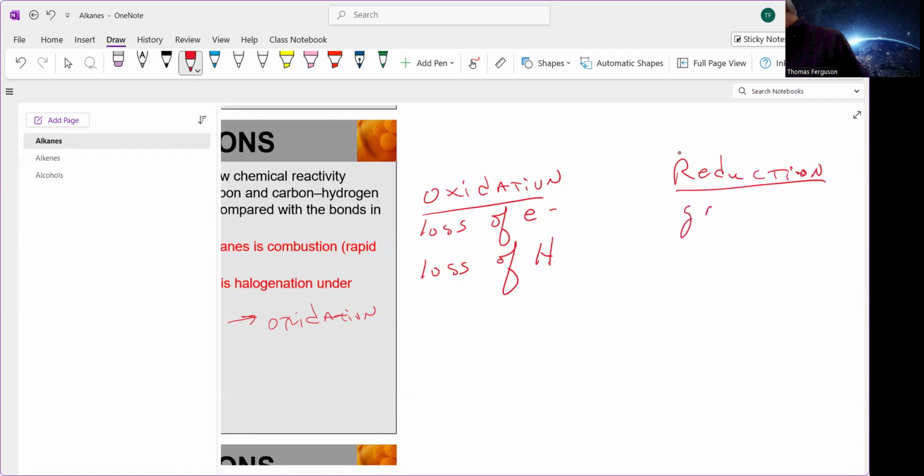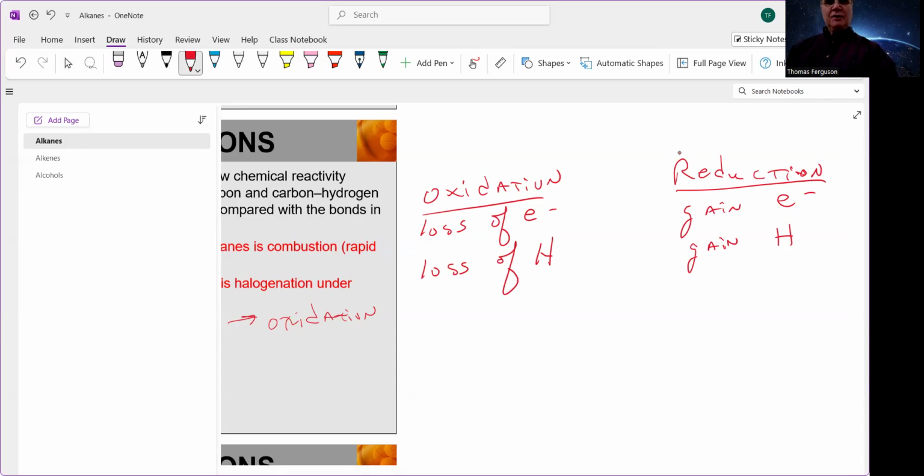So that would be a gain of an electron and a gain of hydrogen. This is a real simplified version of it, but it works. You don't need anything more than that, you really don't.